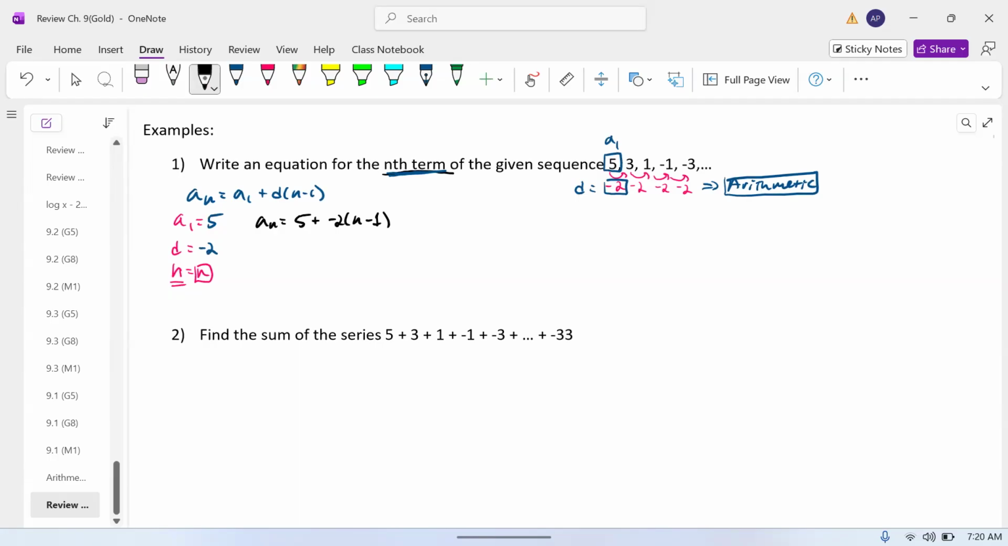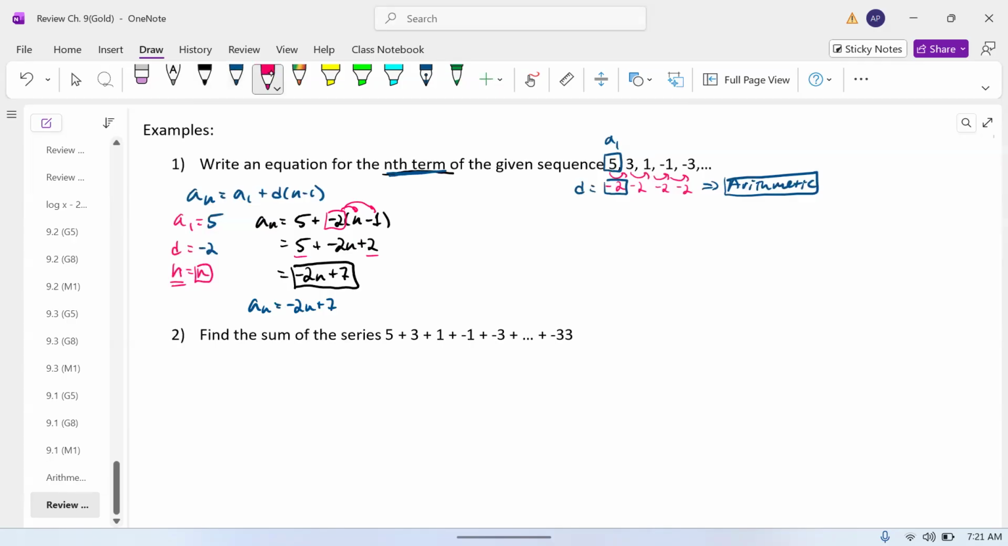But you do need to simplify this expression, okay? So if you leave your answer like this, I will not count this completely done. You have to simplify it by distributing negative 2 inside. So we have 5 plus negative 2n plus 2. And then combining your like terms, 5 and positive 2, we get negative 2n plus 7. And that is your nth term formula. So we can say a sub n equals negative 2n plus 7.